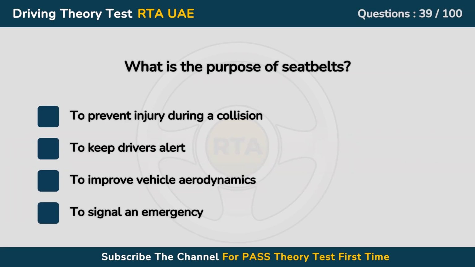Question 39. What is the purpose of seat belts? A. To prevent injury during a collision. B. To keep drivers alert. C. To improve vehicle aerodynamics. D. To signal an emergency.